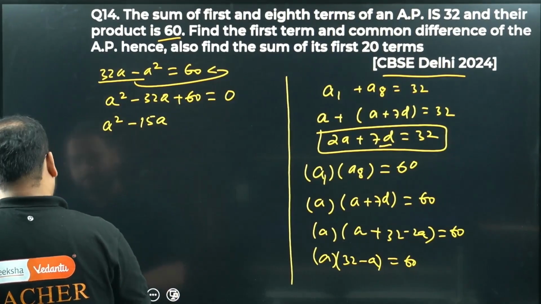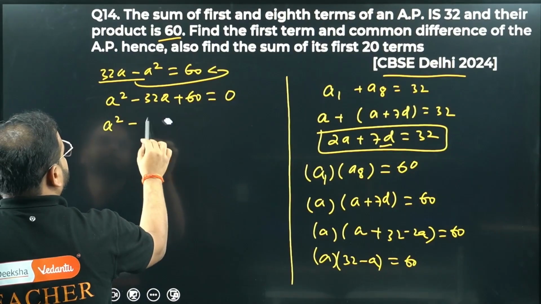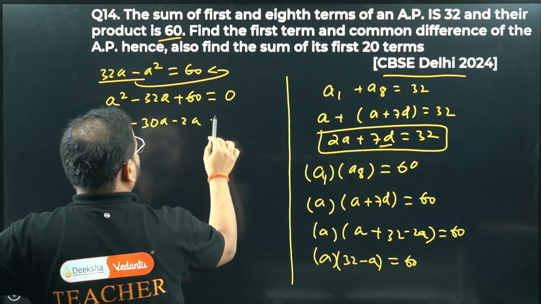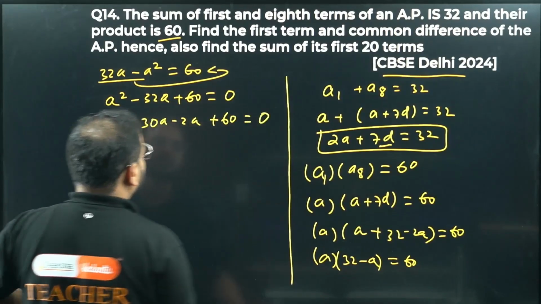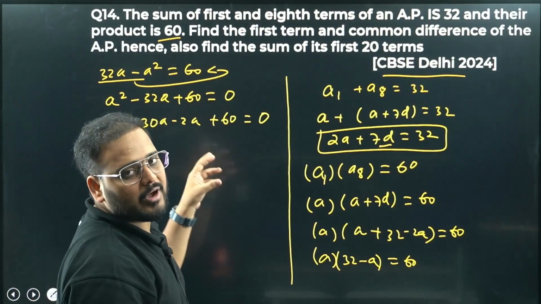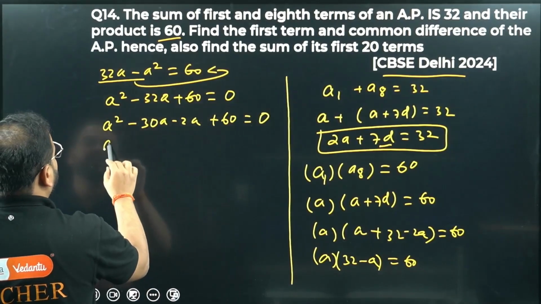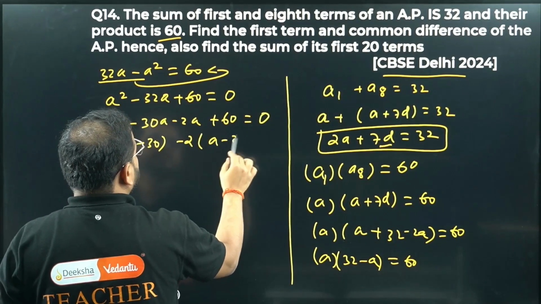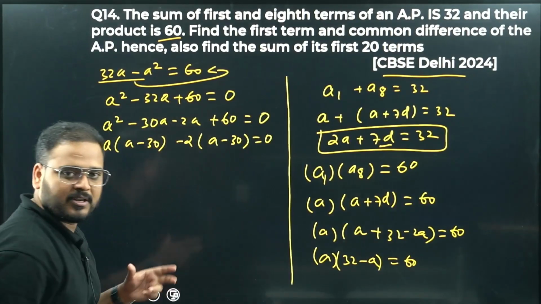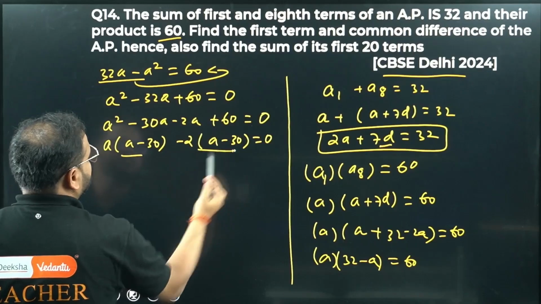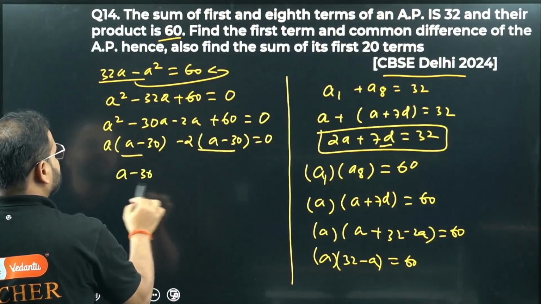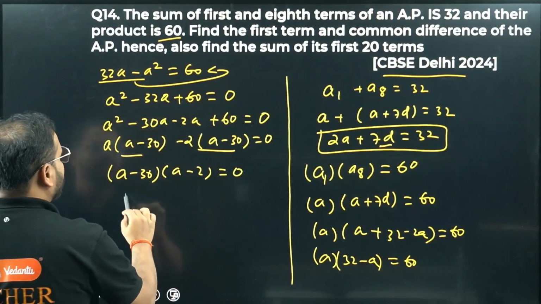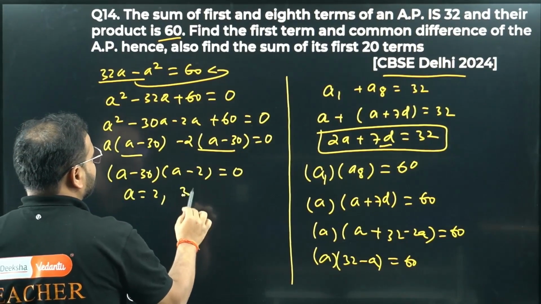30a, sorry, not 15, forgive me. 30a minus 2a plus 60, right? Correct, na? 30 into 2 is 60, 30 and 2 if you add, you're gonna get what? 32 only. So take here a common, a minus 30, minus 2 common, a minus 30 equals 0. Clear hai? Okay. What's common now? A minus 30, a minus 30. Take here now common, a minus 30 and a minus 2 equals 0. From here I get two values of a: either a is 2 or a is 30.